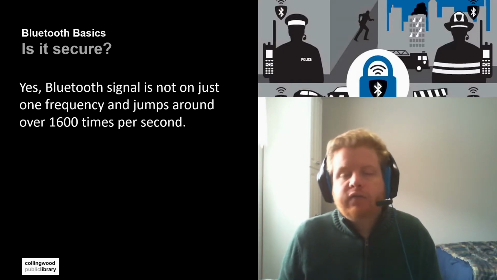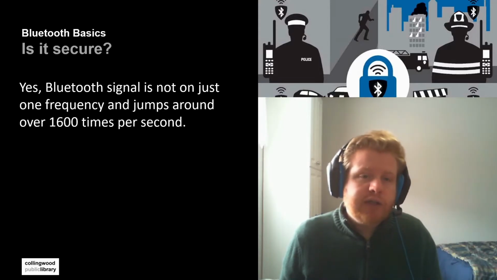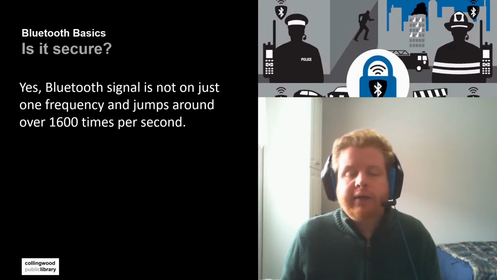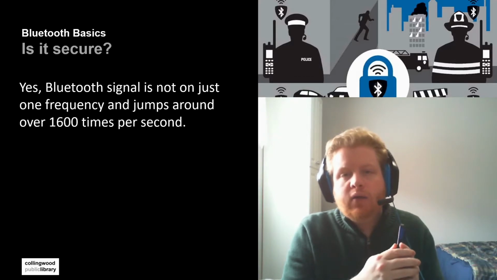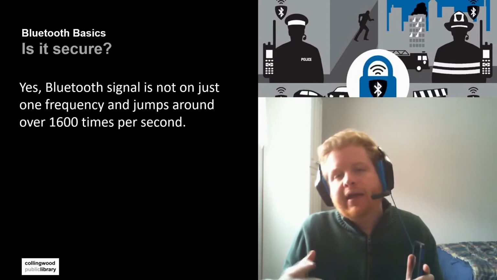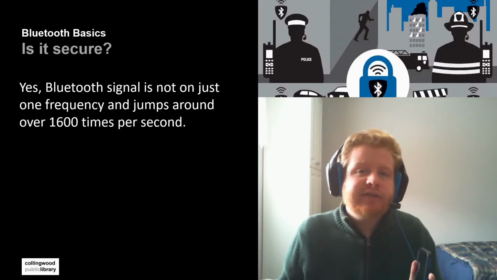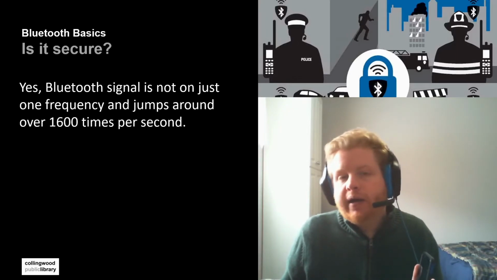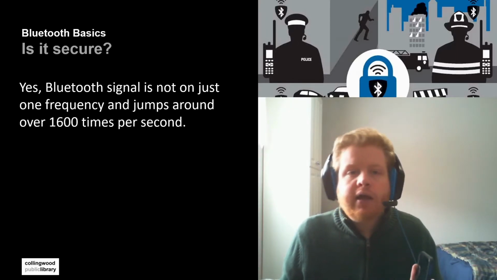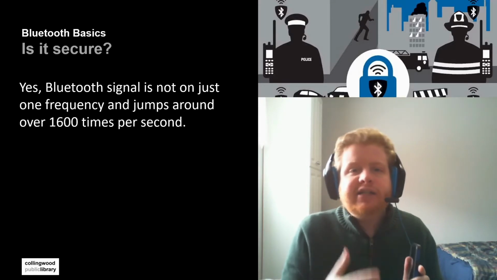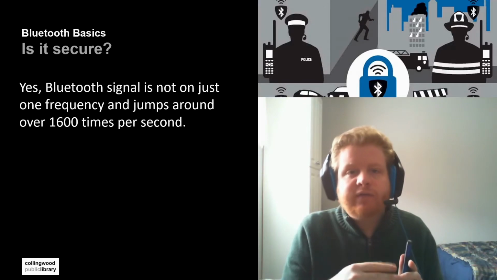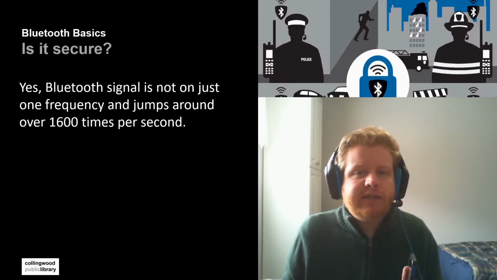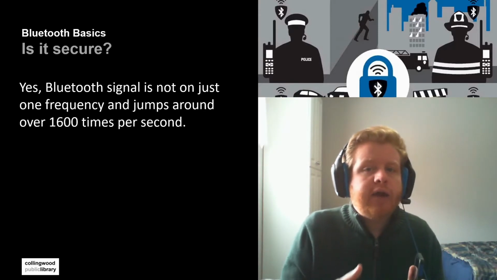Now, is this safe? Well, Bluetooth is very safe. The signal is not just on one frequency. So what I mean by this, because it's transmitting a wave or signal, if it's on one frequency, you do have the potential of someone jumping in and being able to take that. However, with Bluetooth, this signal jumps around over 1600 times per second. So it's not the same frequency all the time. It is jumping to different wavelengths or different frequencies, and because of this, it is harder for someone to find that exact frequency and interfere with your data or take your data.